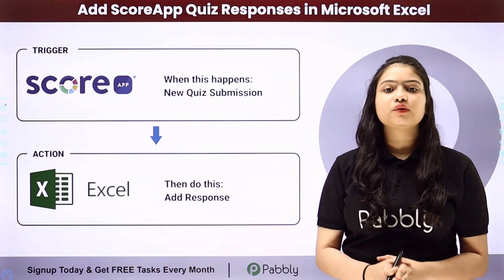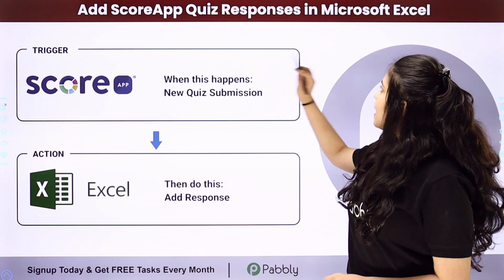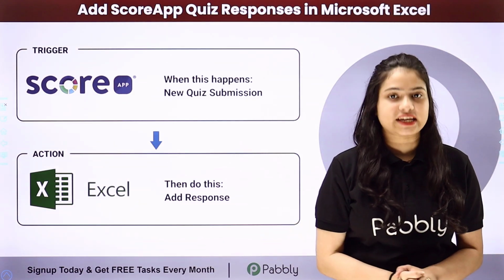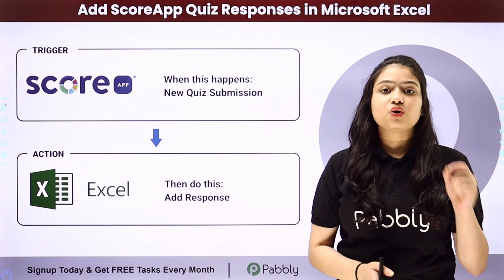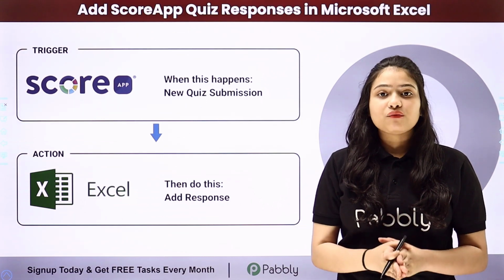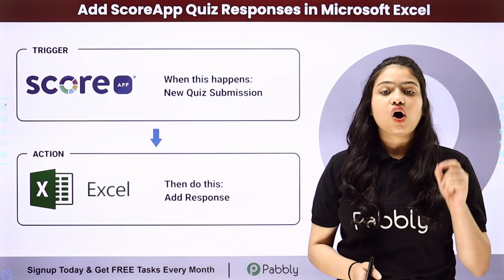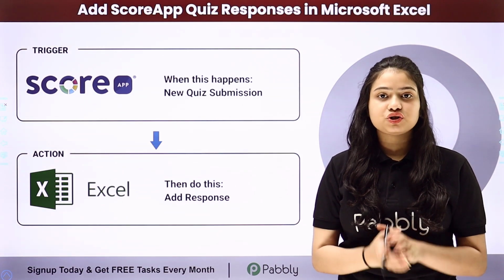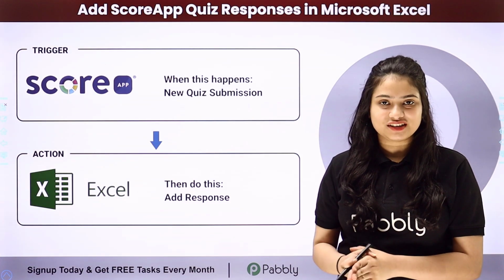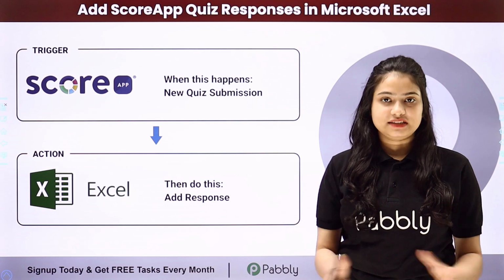In this video, we are going to learn how to add ScoreApp quiz responses in Microsoft Excel. Let's suppose I'm using ScoreApp for creating the quiz, and now I want that as soon as a new quiz is submitted in my ScoreApp application, automatically the response of that quiz should be added in my Microsoft Excel sheet. So how are we going to automate this entire process?